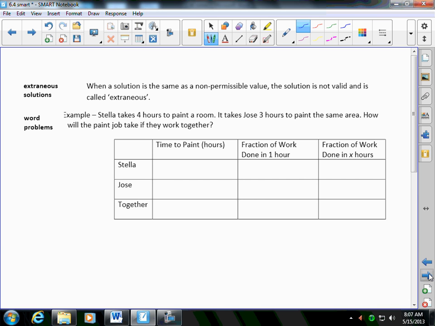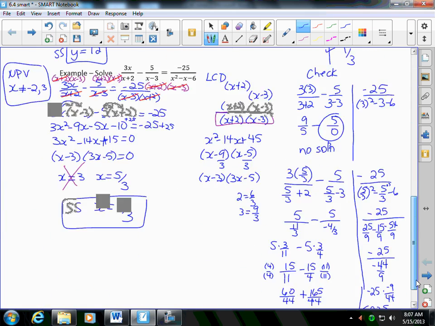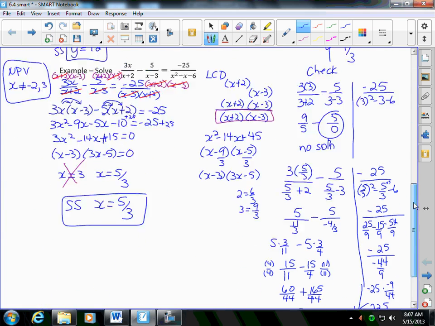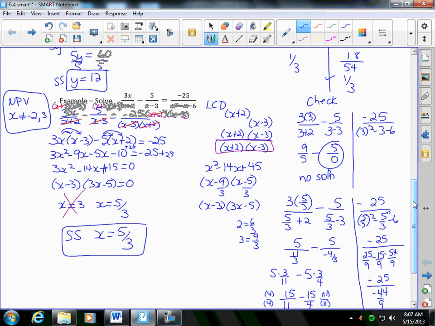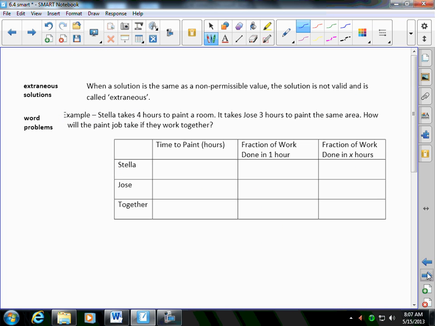Oh, this extraneous solution went with that other one. So we threw out that x is equal to 3. So when a solution is the same as a non-permissible value, the solution is not valid and is called extraneous. So before we even went and did our check, I should turn back there. Before we even went to do our check, what you can do is if you notice that one of your solutions, so in this case this x is equal to 3, is the same as a non-permissible value, then without even doing a check, you know it's an extraneous root. Save yourself some time. Word problem.